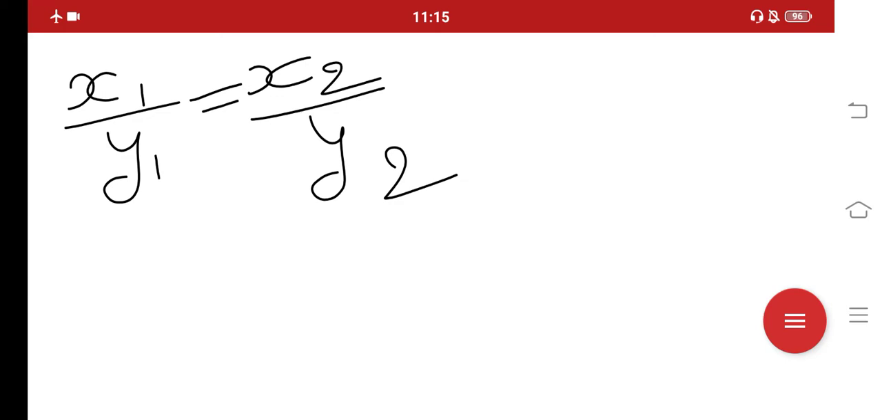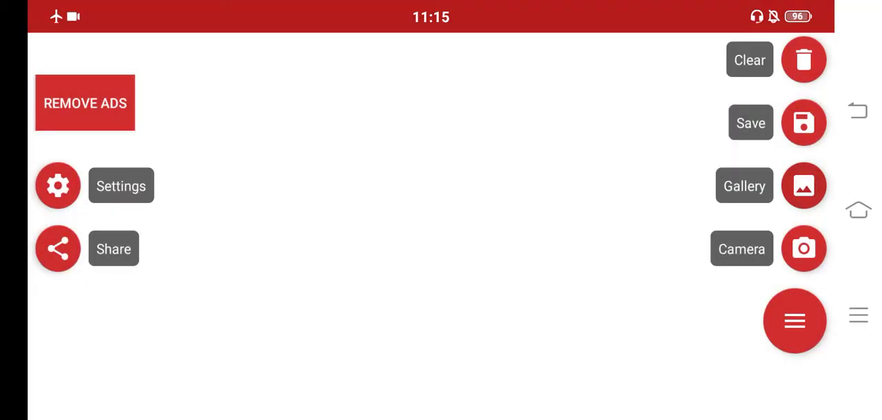So see here, out of these four quantities x1, y1, x2, y2, always three quantities are given in the question and one unknown quantity you need to find out. For this, you simply cross multiply the terms, then you will get your unknown quantity. And before that, there are two quantities given. One we have to take as x, another we have to take as y, or we can take any variables like a, b, c, d. Now let me show you the first question.